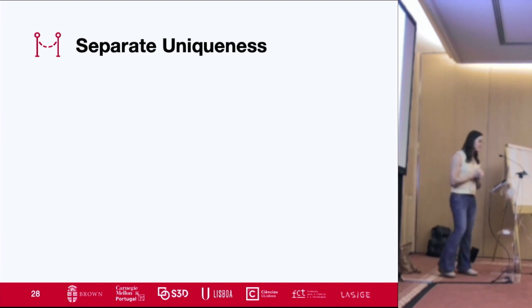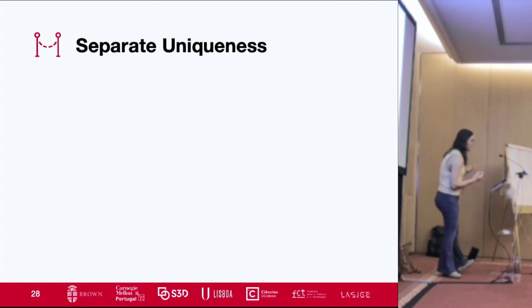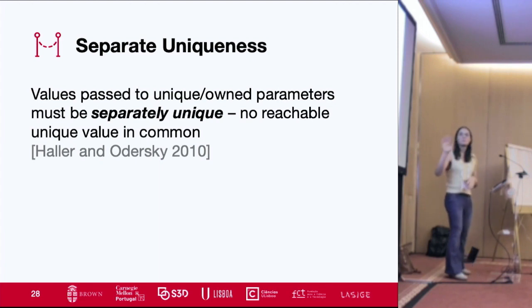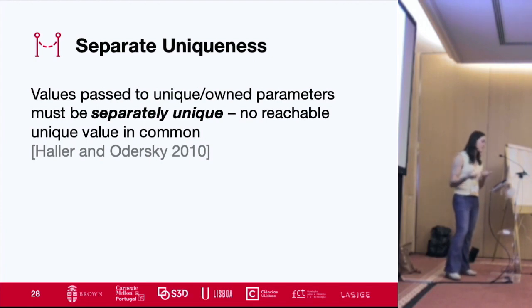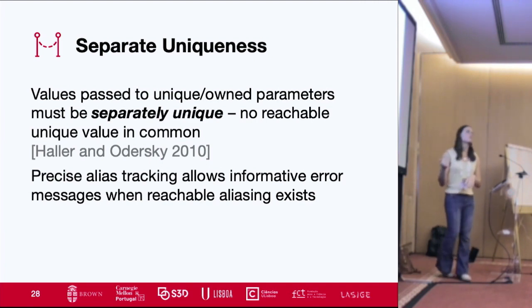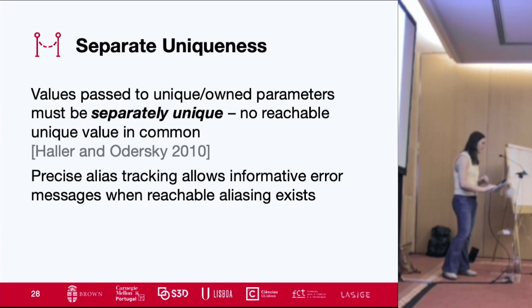One other detail about our tool that is fairly important to consider is that it requires all unique or owned parameters to be separately unique. This term comes from a paper from Holler and Odersky. And this is actually a limitation of the expressive power of what we can reason about. So it's an important consideration. The reasoning behind this is that if you were able to reference a unique or borrowed object from two different paths, we're not able to maintain our aliasing invariants and precisely identify the aliases. And because we have precise alias tracking, this allows informative error messages even in this case. So our tool can help the user reason about this more complicated requirement.